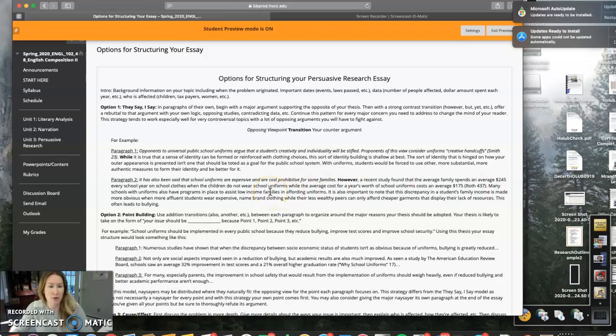Many schools with uniforms also have programs in place to assist low-income families in affording uniforms. It is also important to note that this discrepancy in a student's family income is made more obvious when more affluent students wear expensive name-brand clothing, while their less wealthy peers can only afford cheaper garments that display their lack of resources. This often leads to bullying. So then you could continue on with either more opposing viewpoints, or maybe you want to expand on your point about bullying, which would be a mix of these different options, which I'll talk about in a minute.